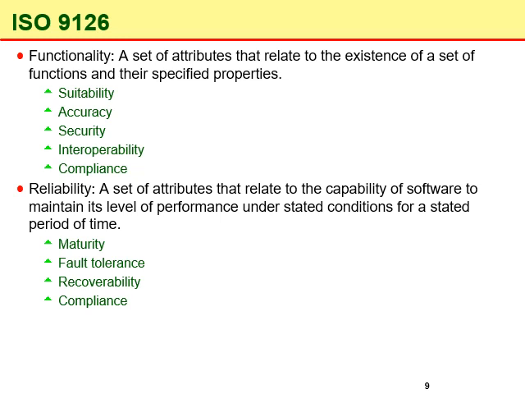Whereas recoverability is the attribute of software that relates to the capability to re-establish its level of performance and recover the data directly affected in case of a failure, and on the time and effort needed for it. Whereas compliance has the same meaning and perspective that we have already discussed in case of functionality.